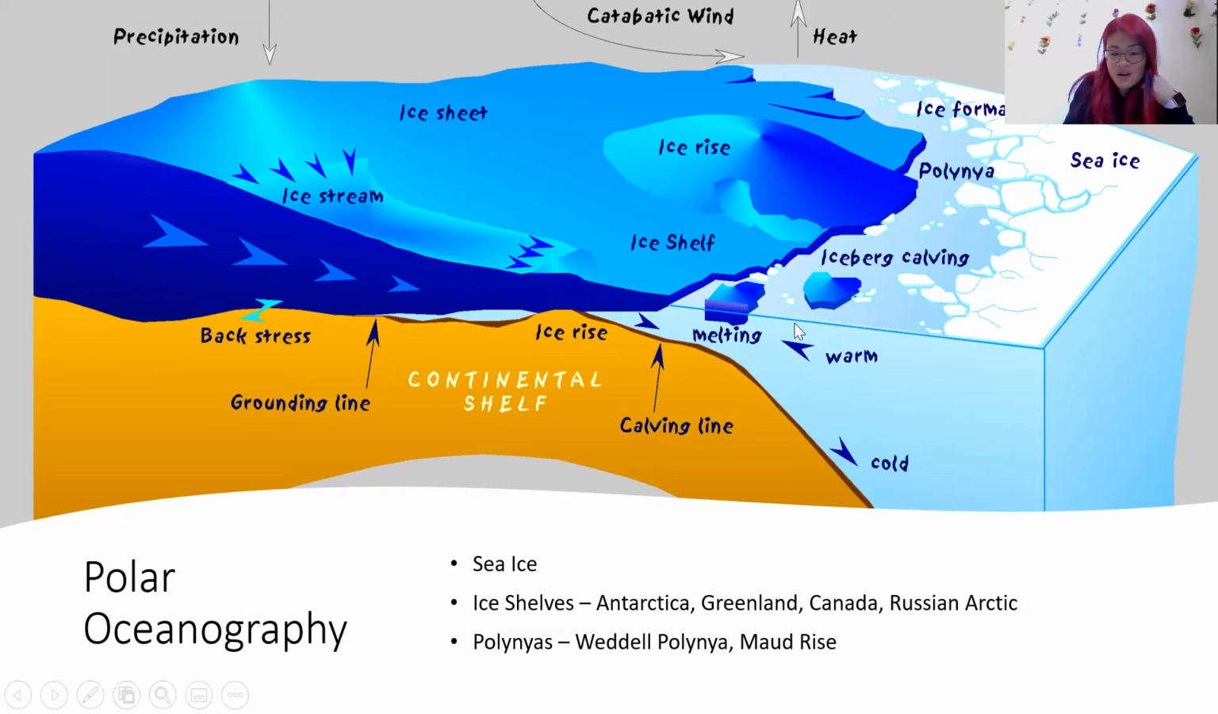And polynyas are open areas of water that are generally surrounded by sea ice. Like any other body of water, they're important for nutrients for the wildlife in the surrounding area, and for weather as well.